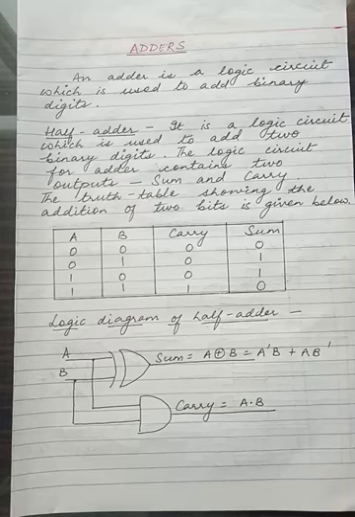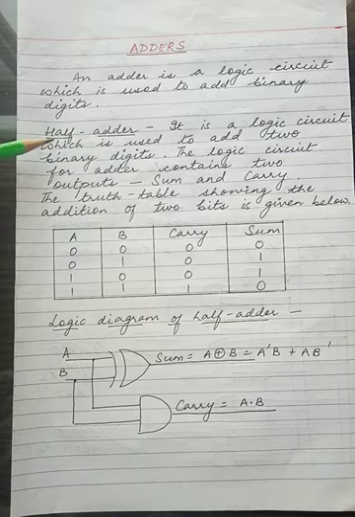Hello students, today we will be discussing a new topic, adders. An adder is a logic circuit which is used to add binary digits. We all know that there are two types of binary digits, 0 and 1. Now there can be two types of adders. If we add two binary digits, then we use half adders, and if we add three binary digits, then we use full adders. So first we come to half adders.